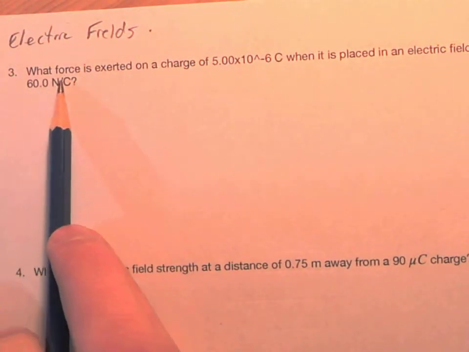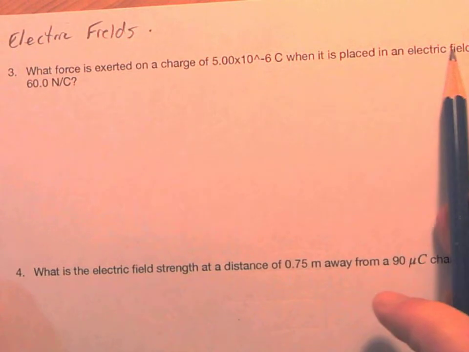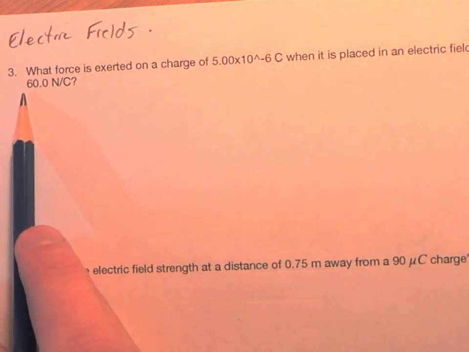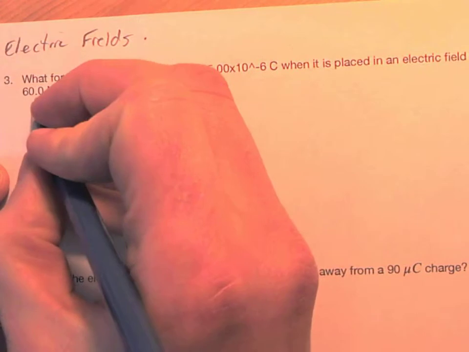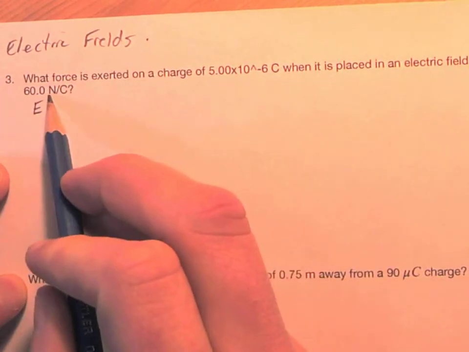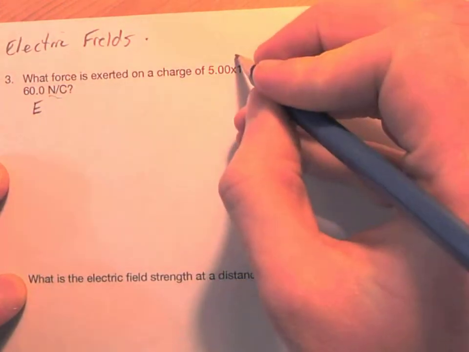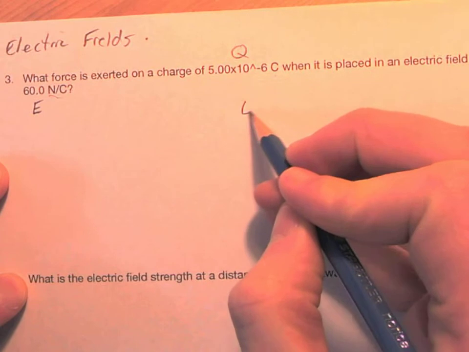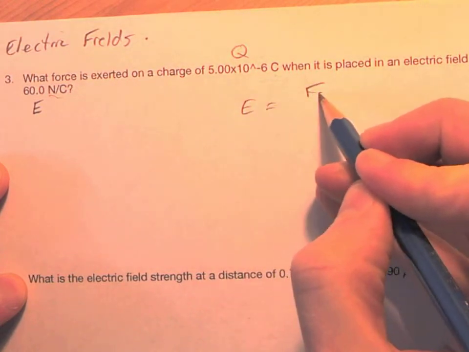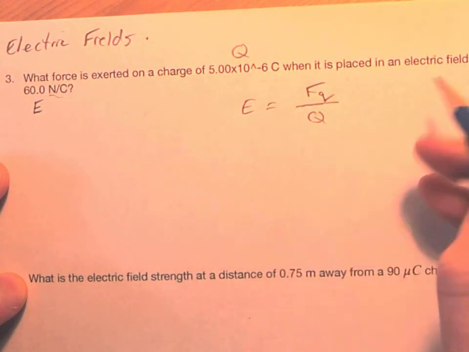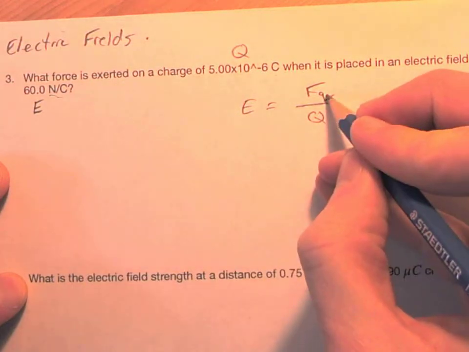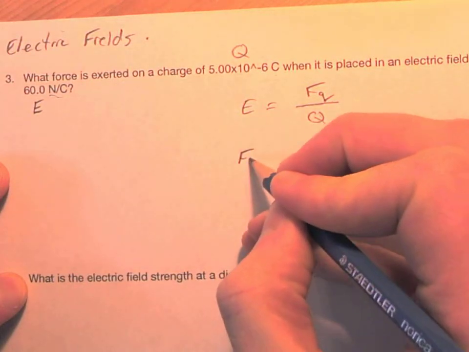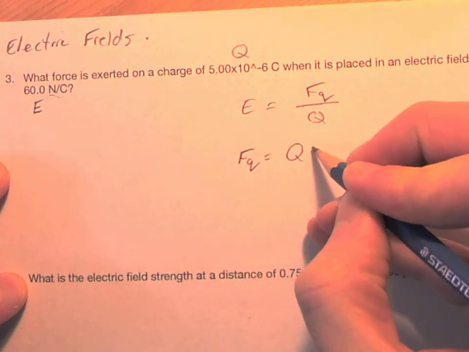So here, what force is exerted on a charge when it is placed in an electric field of strength 60 newtons per coulomb? We know we have a field strength E here because it's newtons per coulomb. We know that we have a charge, so this is a charge Q. Our E is F over Q, so if we want to solve for force, we can multiply by Q. F is Q times E.